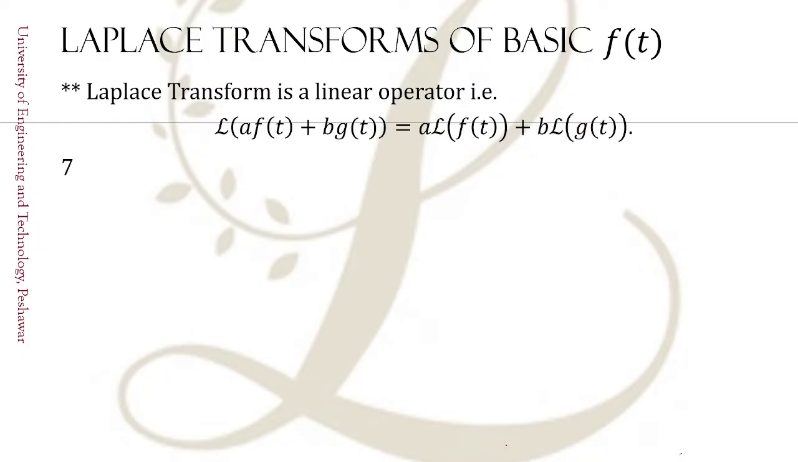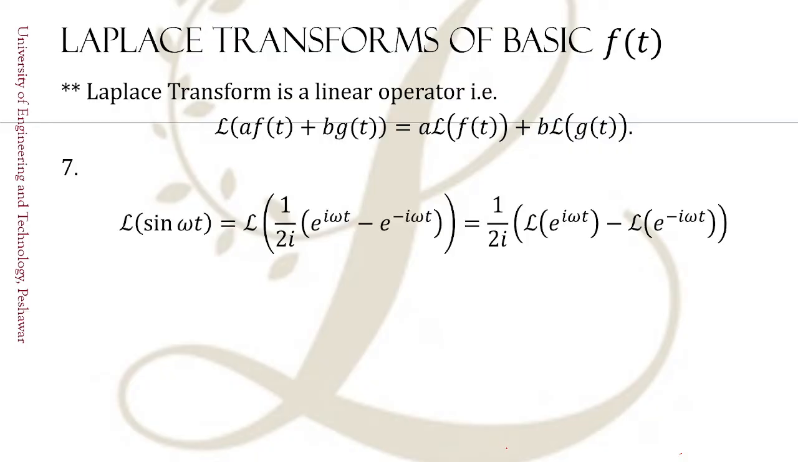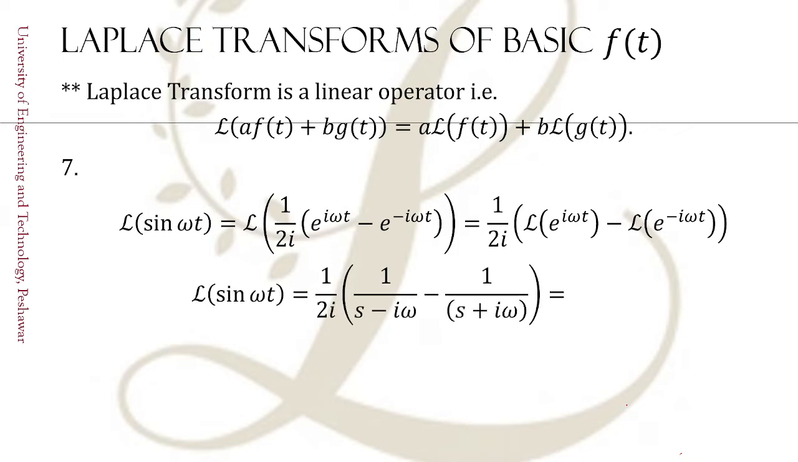Similarly, Laplace transform of sine omega t, which could be defined as 1 over 2 iota into e power iota omega t minus e power minus iota omega t. So again, applying Laplace on both sides, we get 1 over 2 iota Laplace of e power iota omega t, the next one is e power minus iota omega t. And then we take the LCM of these two and divide by 2 iota as well. So we have omega divided by s squared plus omega squared.